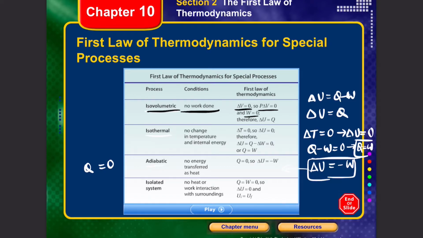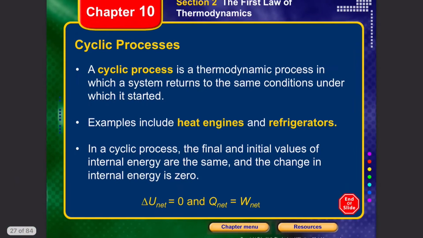Finally, an isolated system. In an isolated system, Q equals 0 and the amount of work done is also 0. There is no interaction with any of the surroundings. So delta U becomes equal to 0. We know that delta U is UF minus UI equals 0, so UF equals UI, which is the final internal energy equal to the initial internal energy.